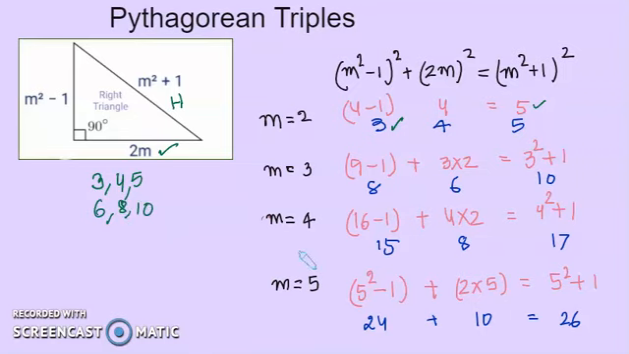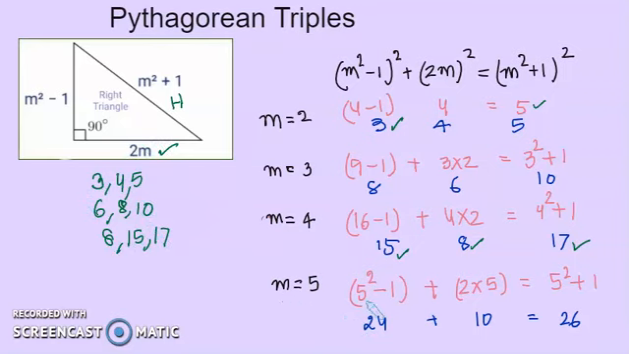Now let us take another example. m equal to 4. So we have m square minus 1, which is 4 square minus 1, that is 16 minus 1, which is 15. 4 times 2 is 8, and 4 square plus 1 is 16 plus 1, that is 17. So 8, 15 and 17 is another set of Pythagorean triples. So these are the sets of Pythagorean triples which follow the same rule.